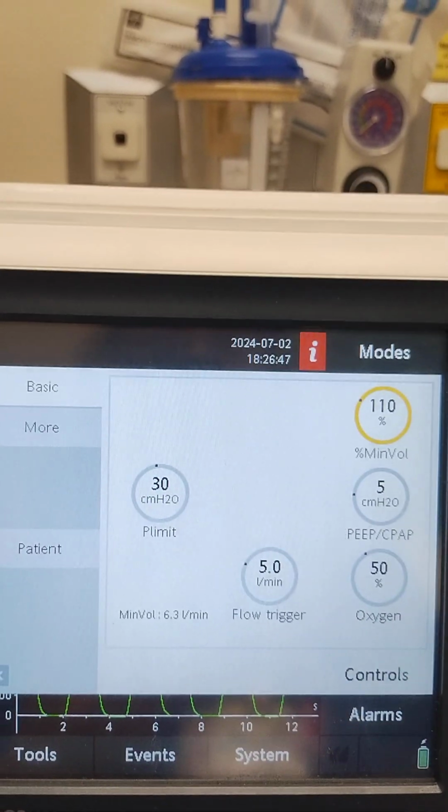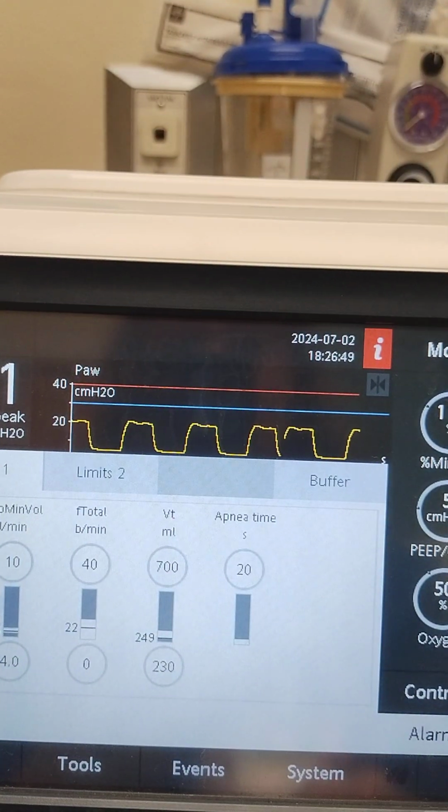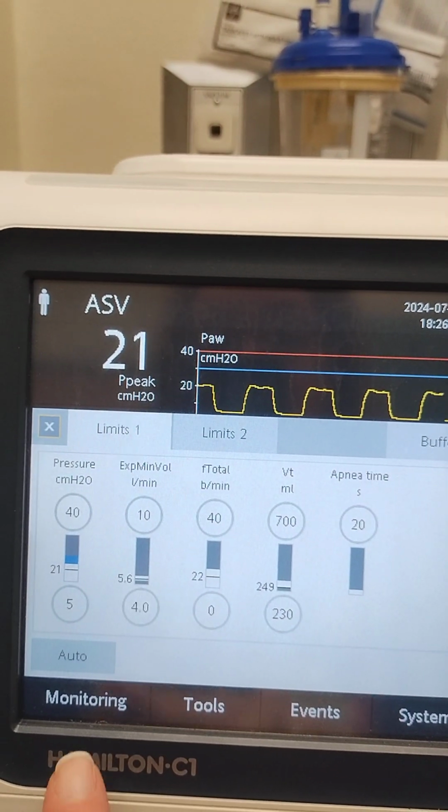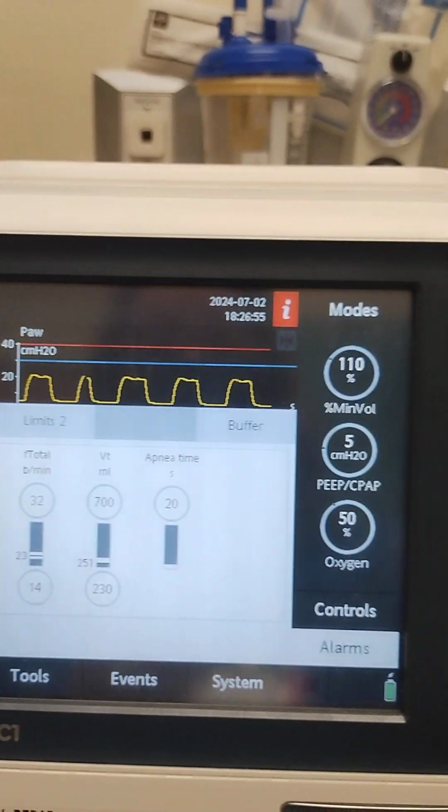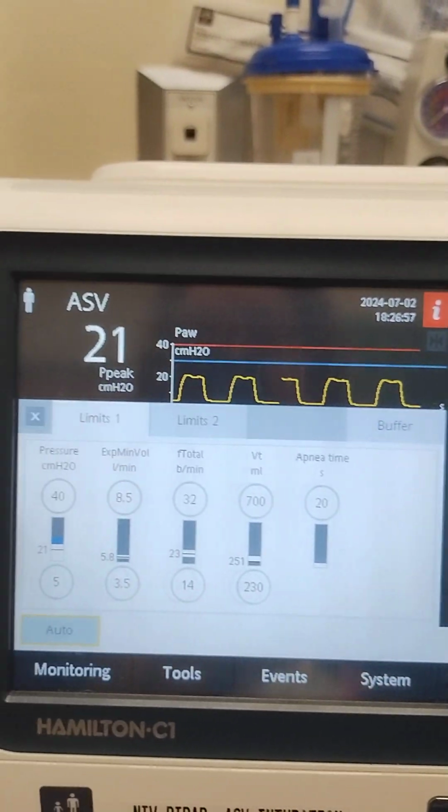All right, one more thing. Here's the alarms. And you can auto set these, so when you click auto, it will auto set those for you, and just confirm with your knob over here.